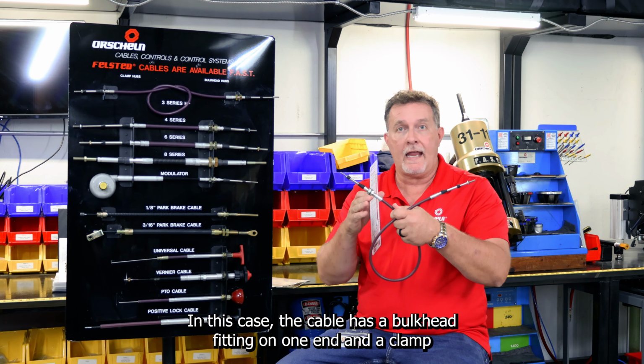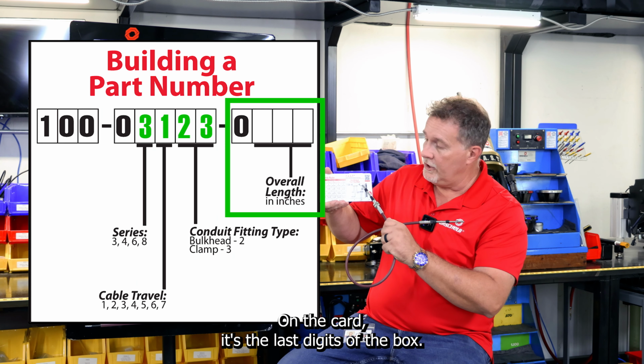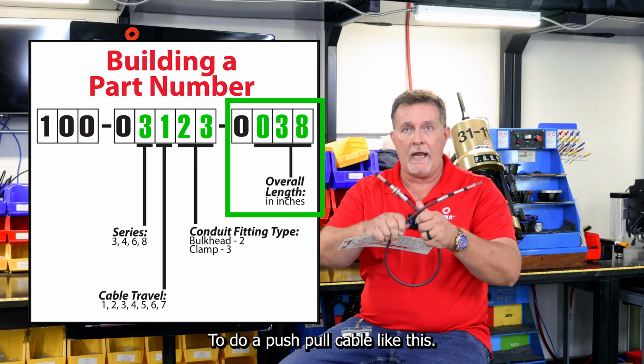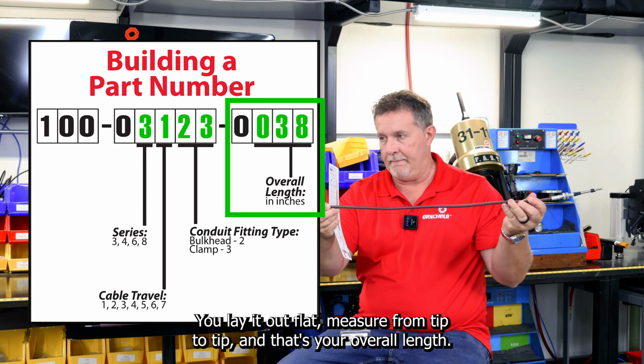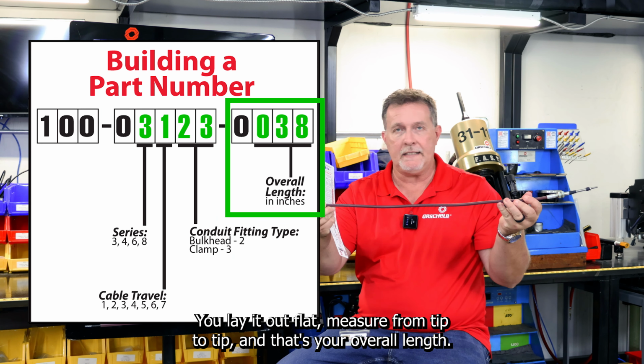And so step 5, the final step, is basically identifying the length. On the card, it's the last digits of the box. To do a push-pull cable like this, you lay it out flat and measure from tip to tip, and that's your overall length. You would indicate that in inches on the card. So that's it. That's how you identify a cable part number.